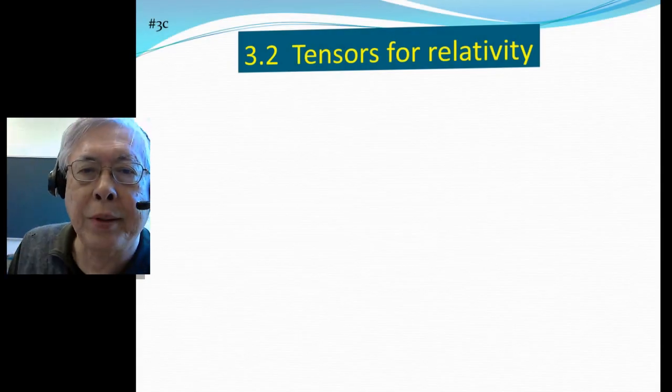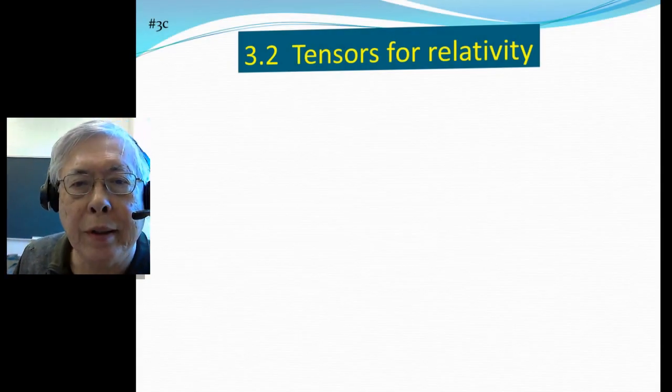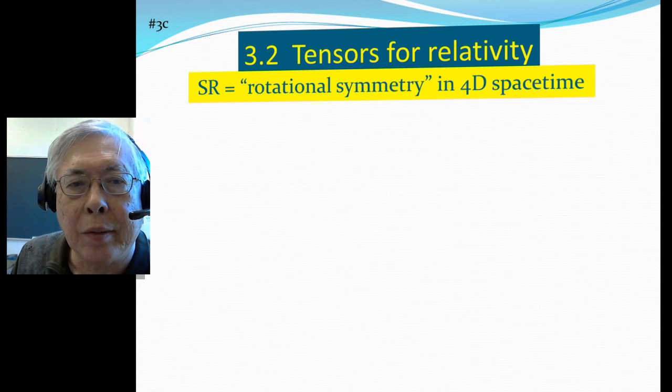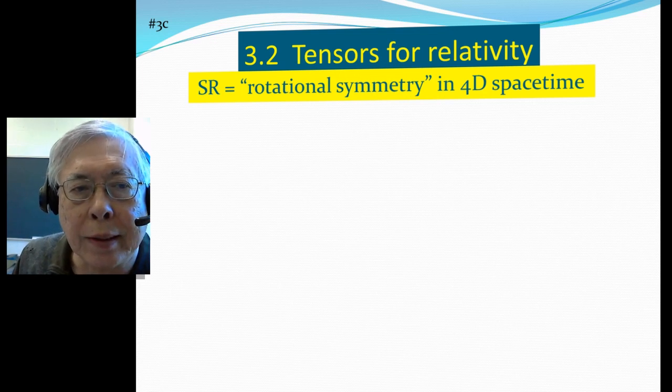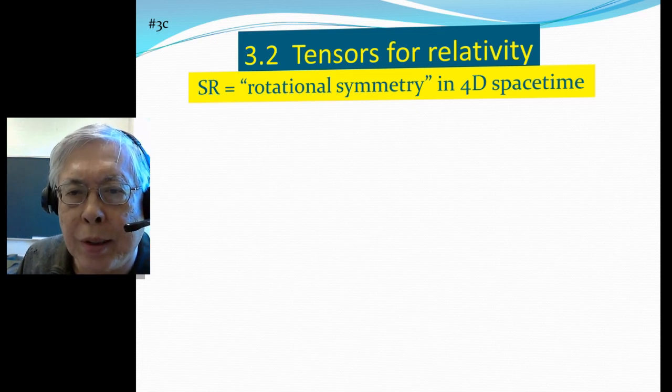Okay, we're going to talk about tensors in special relativity. We just showed that special relativity is a coordinate symmetry. In particular, it can be viewed as a rotation symmetry in the four-dimensional space and time, because a Lorentz transformation can be viewed in some sense as a rotation.